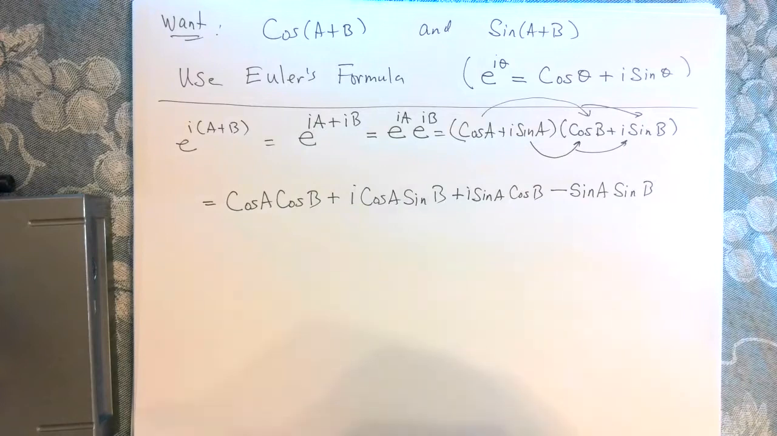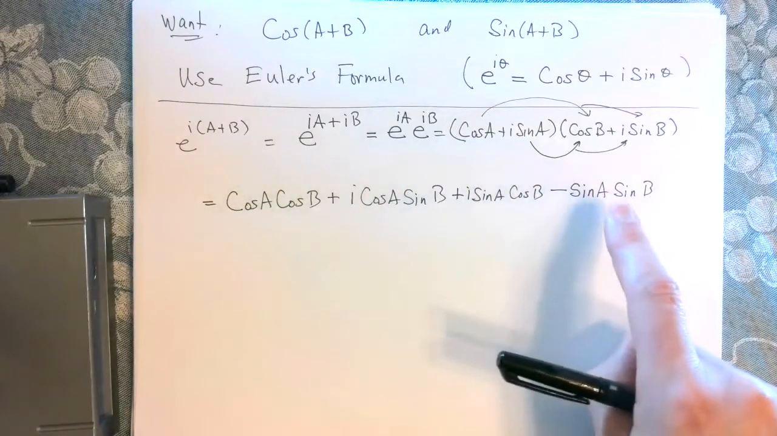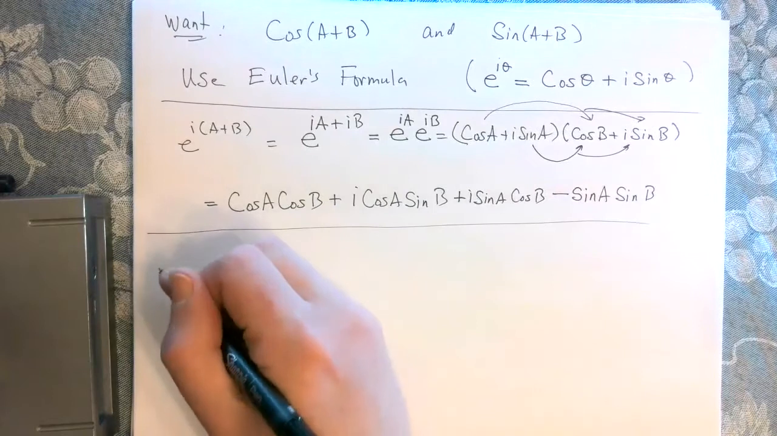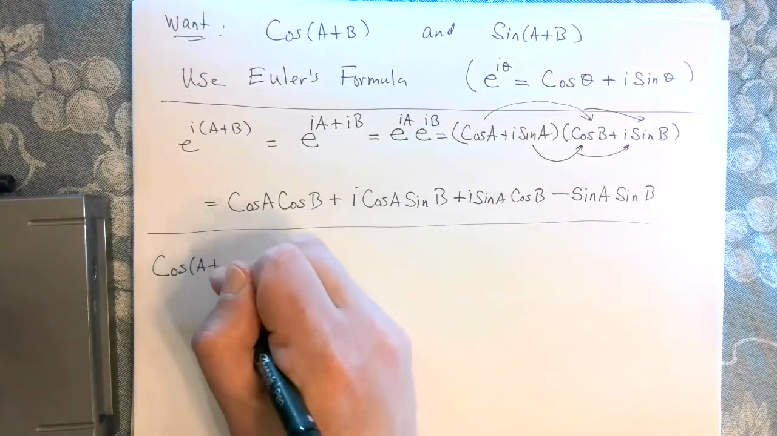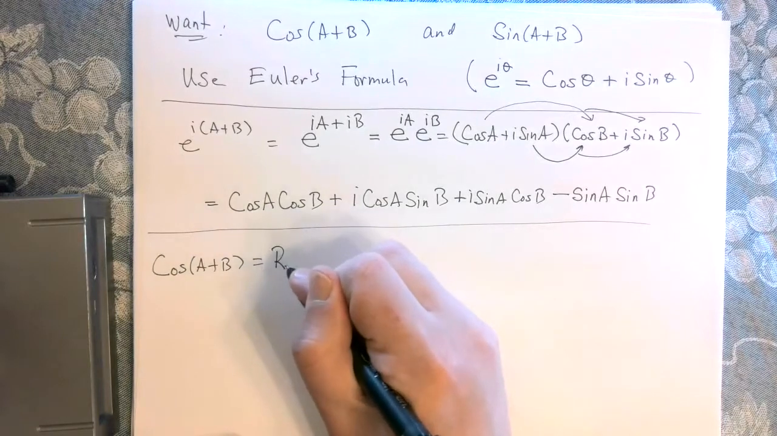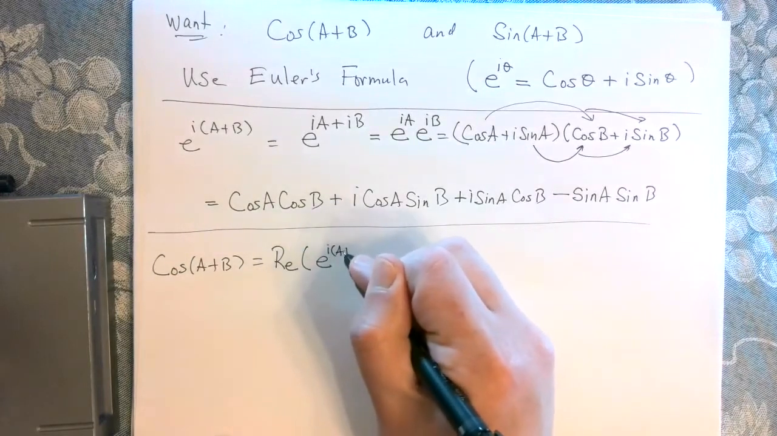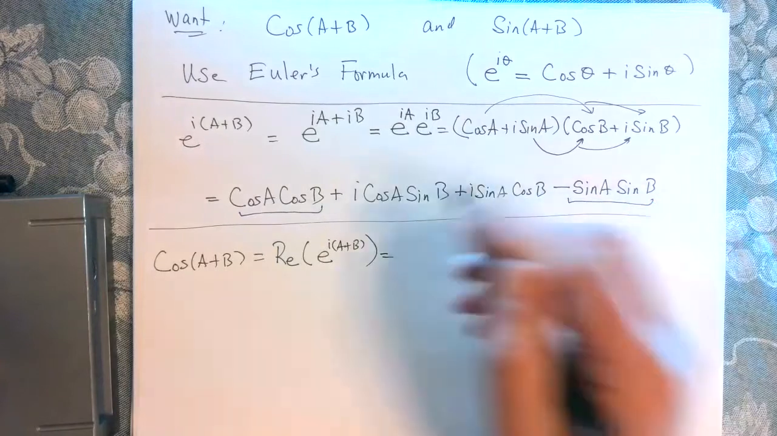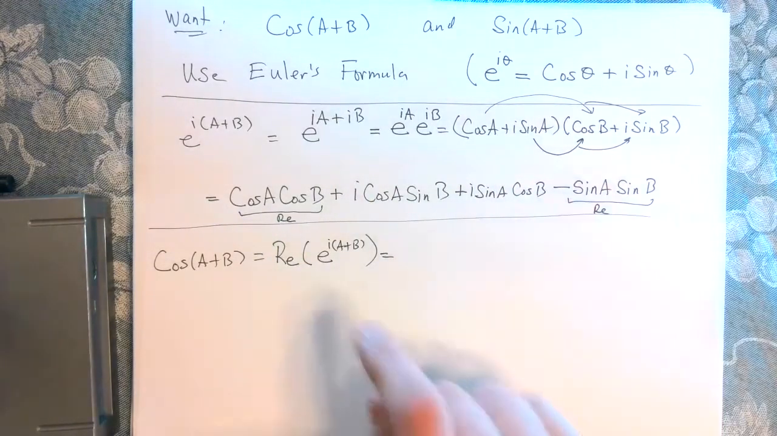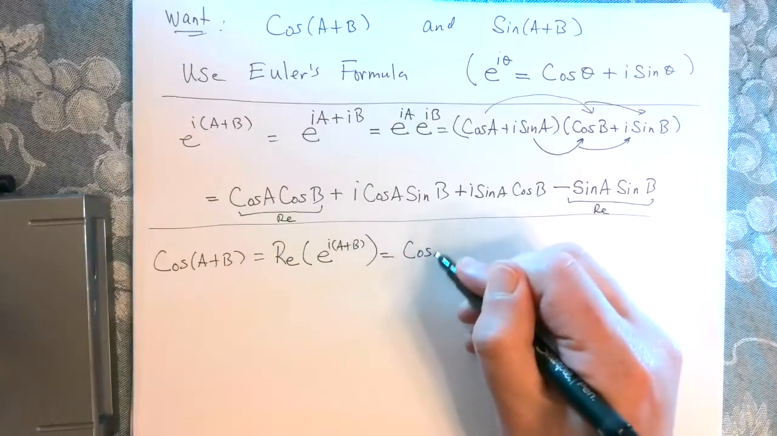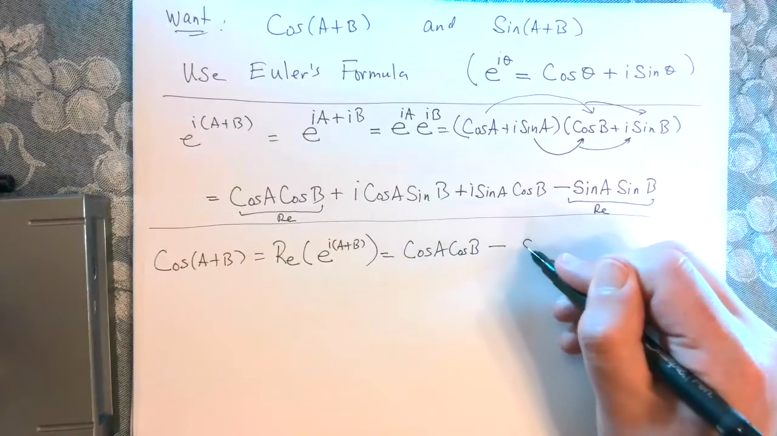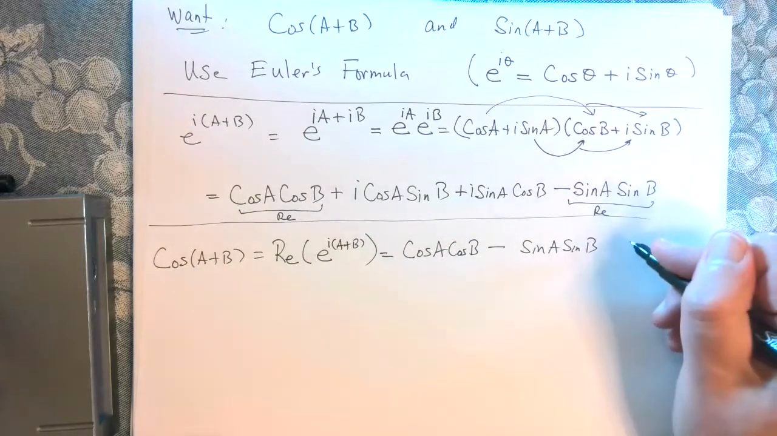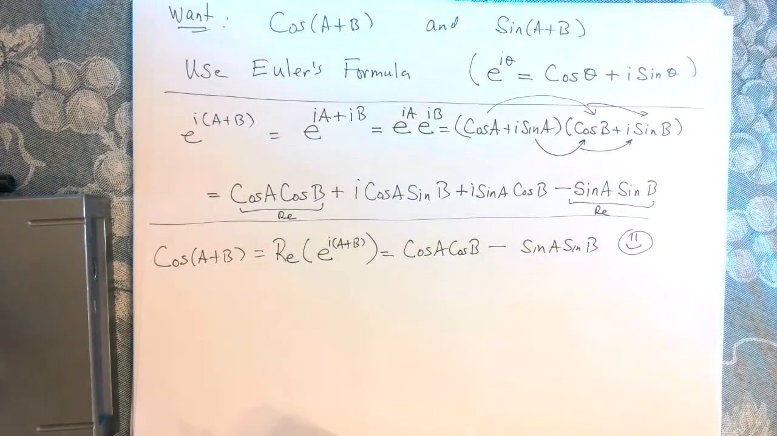Okay, so now we're sort of hip to the process. We know that the real part will go with cosine, and the imaginary part will go with sine. And so that means that the cosine of a plus b is exactly the real part of e to the i(a plus b). But that's exactly this term and this term, right? This is real, and this is real, because there's no imaginary unit. So that's cosine a cosine b minus sine a sine b. And there's your formula for the cosine of the sum of angles. So that's really, really cool.